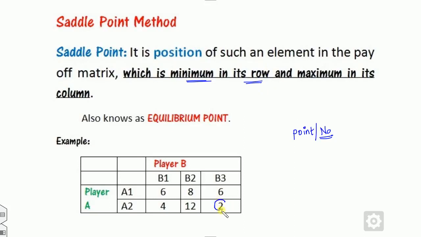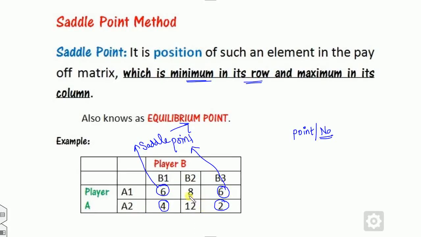Look at this. If you talk about this 2, it is a minimum in the row. Is it maximum in the column? No. So it means 2 is not the saddle point. Look at this 6. Is this 6 the minimum in the row? Yes. Is it maximum in the column? Yes. So this 6 is my saddle point. The saddle point is also called the equilibrium point. Is this one also a saddle point? 6 is minimum in the row and maximum in the column. Yes, so this is also a saddle point. Can this 4 be the saddle point? No, because it is not the minimum in this row.